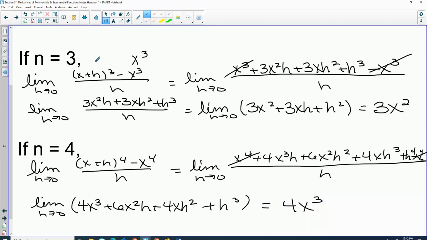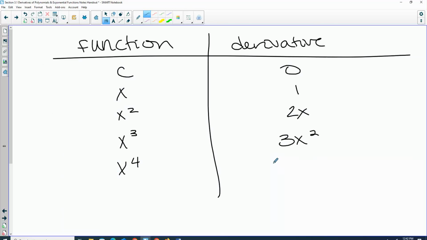Is that what you predicted? Yes, it is. Okay, so what do you think the derivative of x to the fifth would be? 5x to the fourth. What if I said x to the 99th? 99x to the 98.